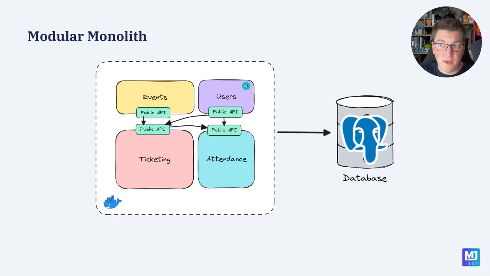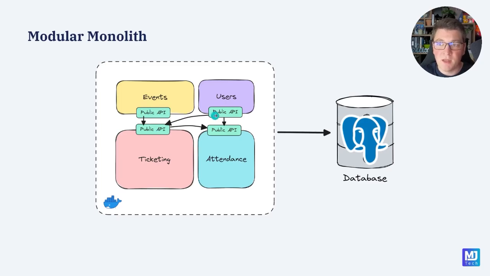We also have a users component or users module. We have an attendance component, and you can start to see how these components can interact with each other. So an attendee is just a user attending a specific event. And we also have a ticketing module, and you can begin to see how it fits into the system. So it's responsible for managing the ticket sales for a particular event to a particular user so that they can attend a specific event.